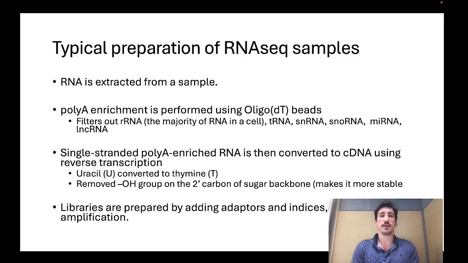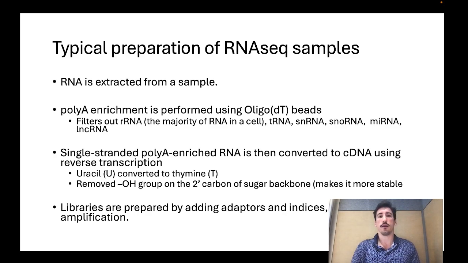So looking at the typical preparation of RNA-Seq samples, you are all probably familiar with RNA extraction. So pick your favorite kit, and RNA is extracted from your sample of interest. But the thing is, you have a lot of different types of RNAs in the actual RNA extracted material. So first we need to perform a poly-A enrichment. And the way we do that is using these beads that have these oligo dT sequences on them. And this will essentially pull out all of the RNAs that have a poly-A tail on them.